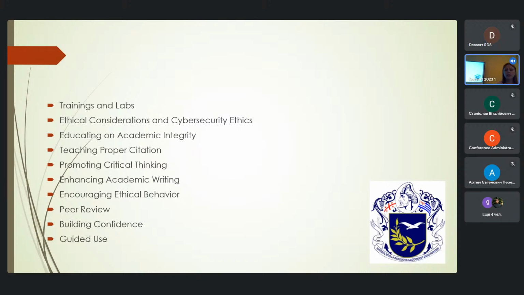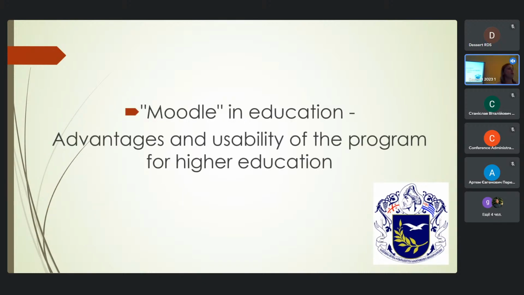One of the key aspects of promoting practical skills in cybersecurity is providing students with training opportunities. Many universities around the world, including in Georgia, have established cybersecurity labs where students can engage in real-world situations, test security measures, and develop practical skills in a kind of controlled environment.